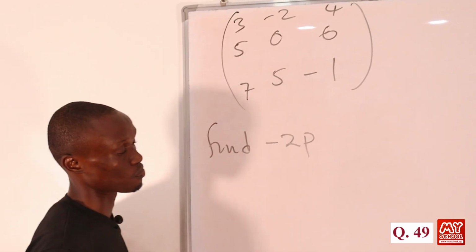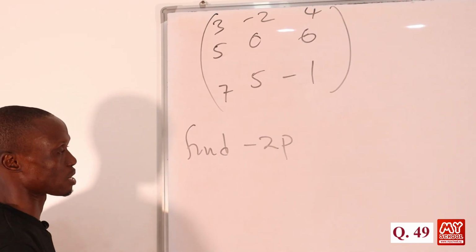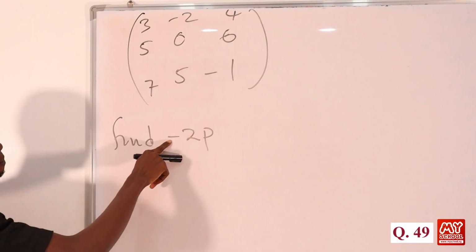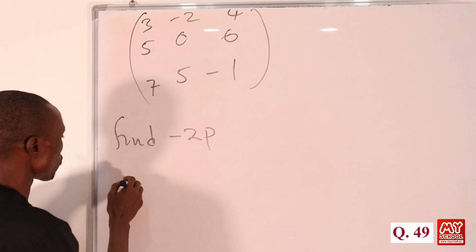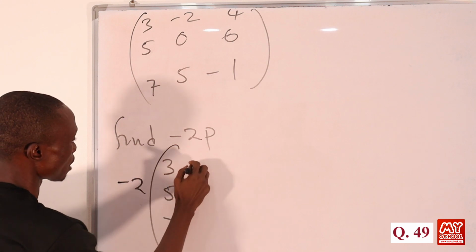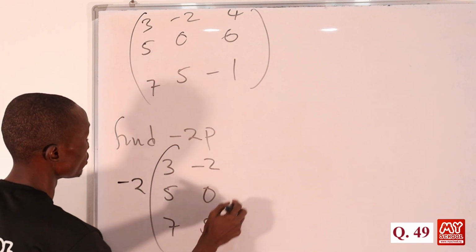So this is a case of scalar multiplication. What this simply means is that we are going to be multiplying all the elements of matrix P by minus 2. So if we have minus 2 here, let's list out all the elements and multiply them by minus 2.